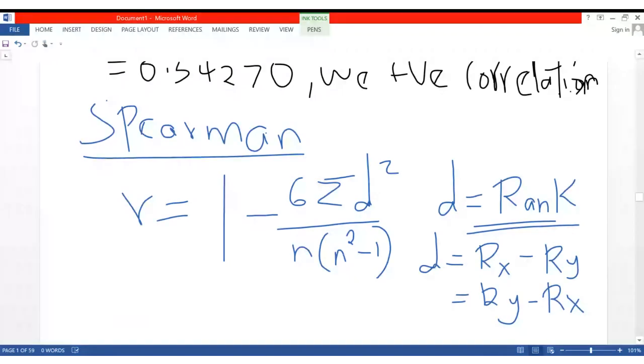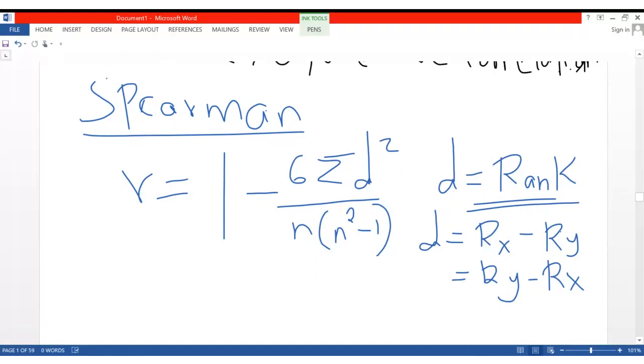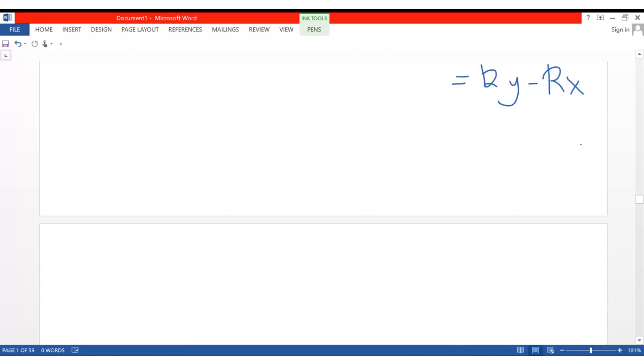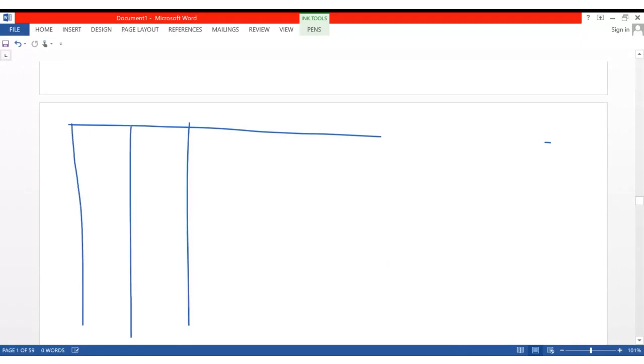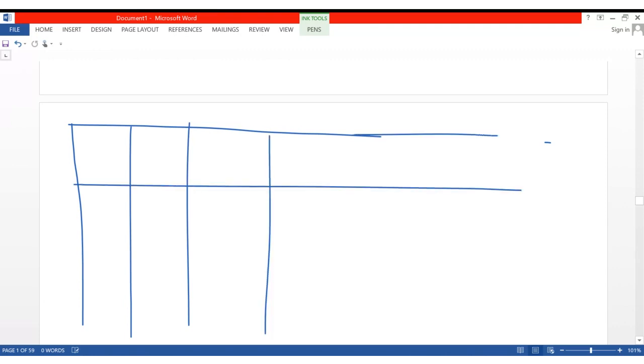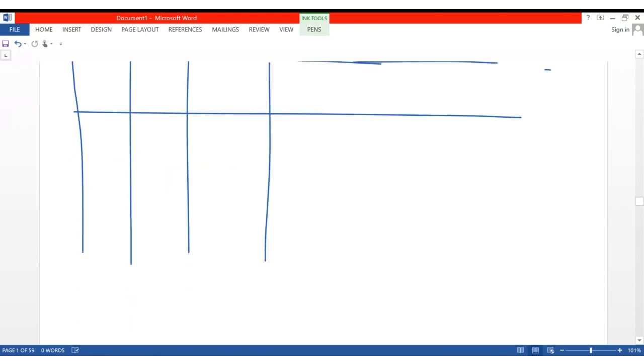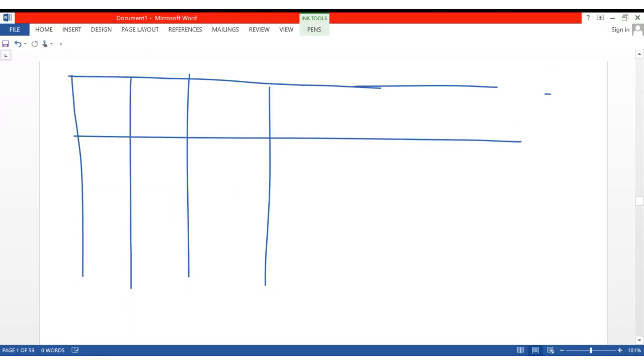So we shall be subtracting rank X minus rank Y. Where do you get the ranks? That's what I want to show you now. I'll do the same example to demonstrate. Spearman's is a bit easy for me. So that's the table that we have. We have X, Y, Rx, and you need Ry.